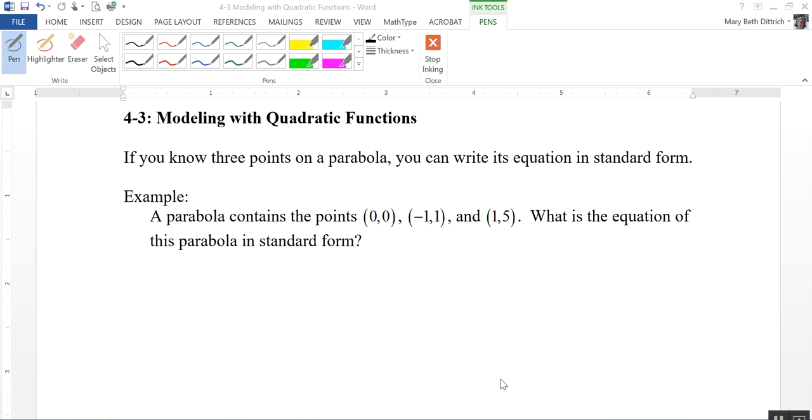Section 4.3 is on modeling with quadratic functions. If you know 3 points on a parabola, you can write its equation in standard form. Here's an example. A parabola contains the points (0, 0), (-1, 1), and (1, 5). What is the equation of this parabola in standard form?